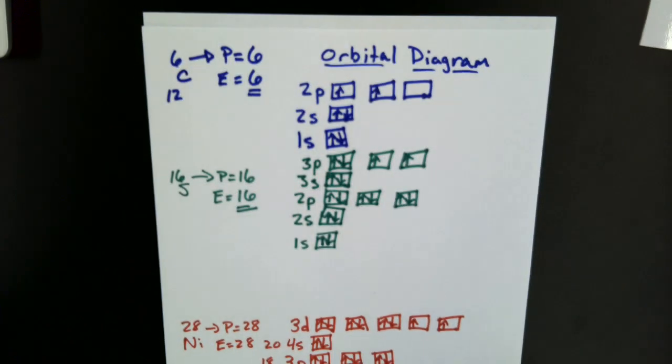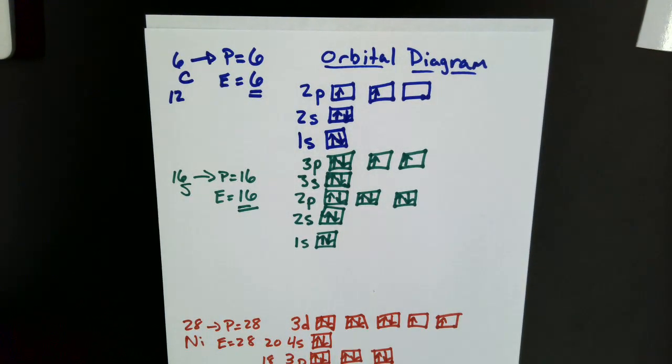All right, guys, just a quick video here on the electron configuration. Really, the electron configuration comes from the orbital diagram. So I'm going to bounce back to our previous video where we were talking about carbon, sulfur, and nickel and how we actually write the electron configuration.